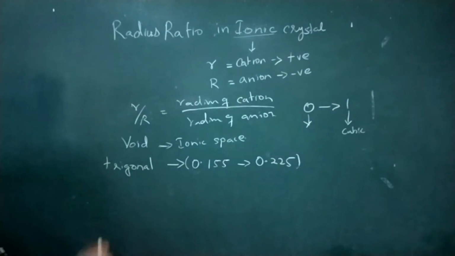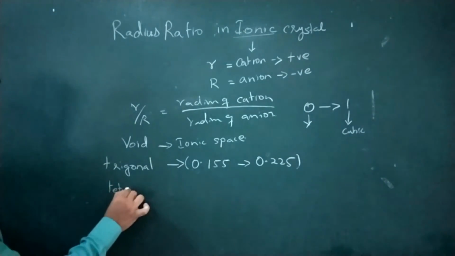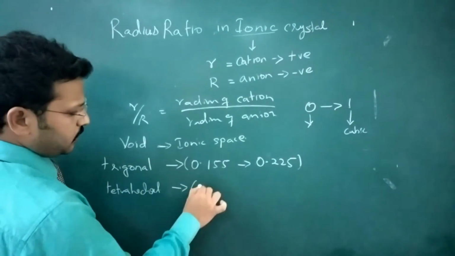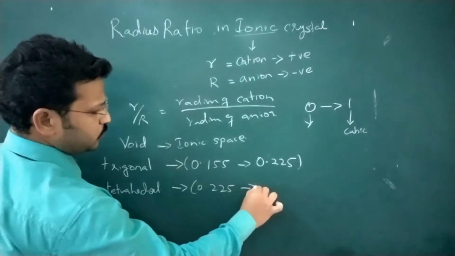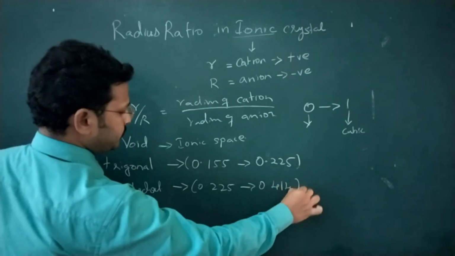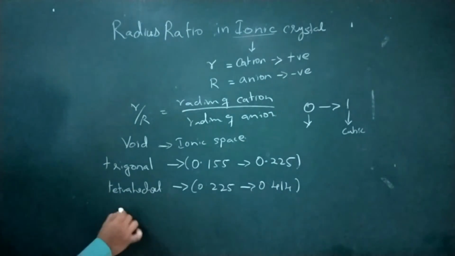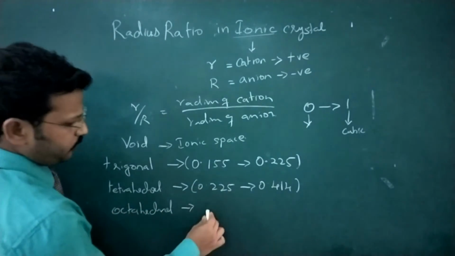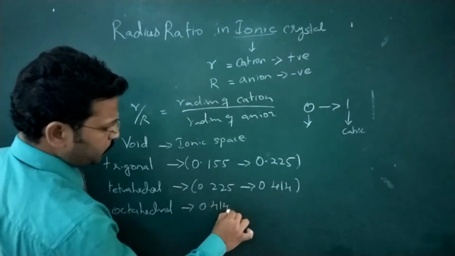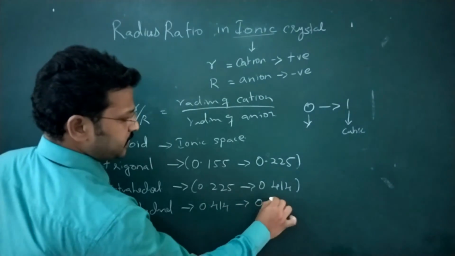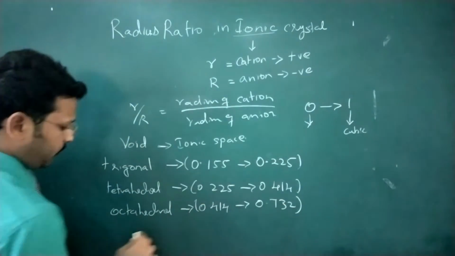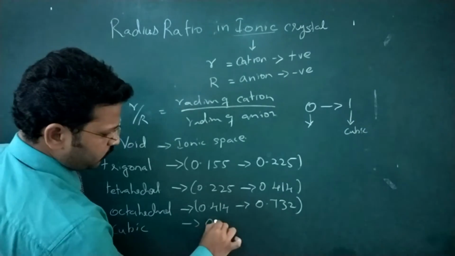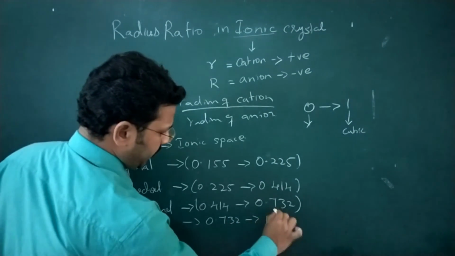0.225. And next, the tetrahedral void: the radius ratio ranges between 0.225 to 0.414. And the octahedral void: the radius ratio ranges between 0.414 to 0.732. The final one is the cubic void. The radius ratio ranges between 0.732 to 1.